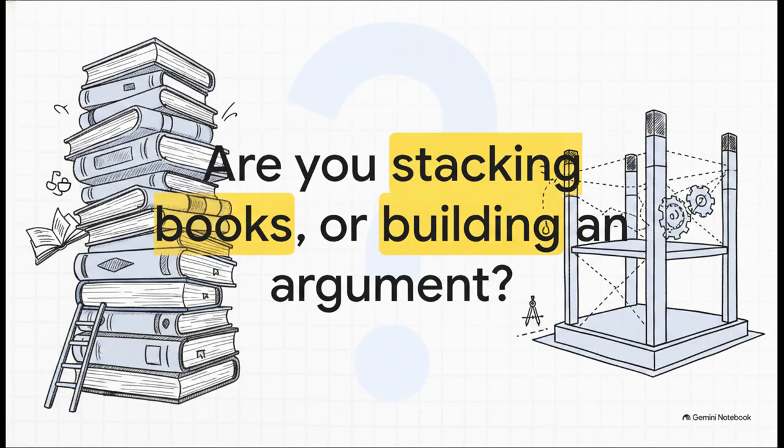Okay, let's dive right in and address the most common trap researchers fall into. I want you to ask yourself, are you just stacking books, or are you actually building an argument? Acting like a librarian instead of an architect is a really subtle trap, but honestly, it completely changes the trajectory of your research. We have to move from just piling up information to actually constructing something meaningful out of it.